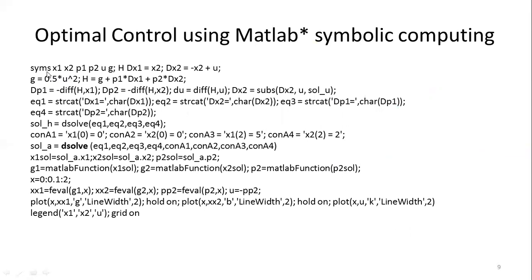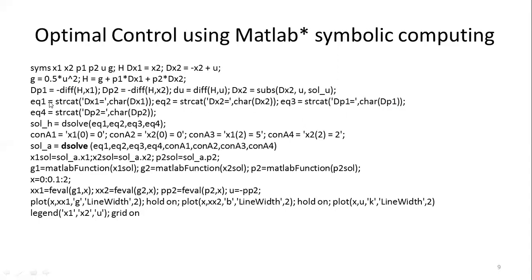So you would declare your symbols x1, x2, the 2 Lagrange multipliers, the control function, the performance index. You could model your state equations. This is x1 dot is x2 and x2 dot is minus x2 plus u. So these are the 2 state equations. This is the performance index. G is half u squared. This is the Hamiltonian or the Lagrangian.